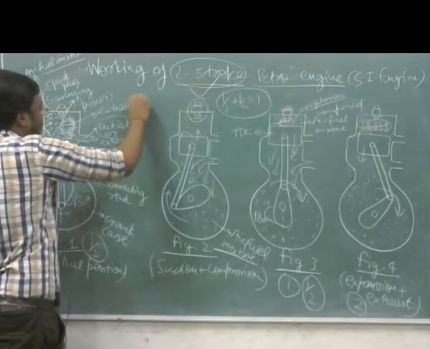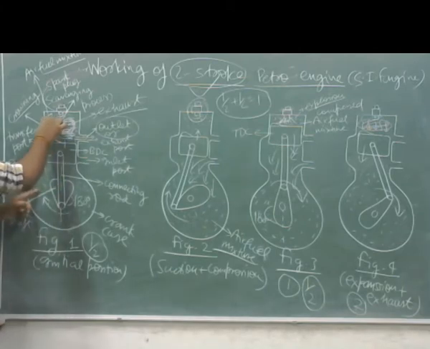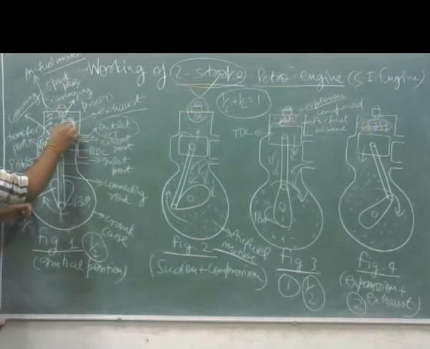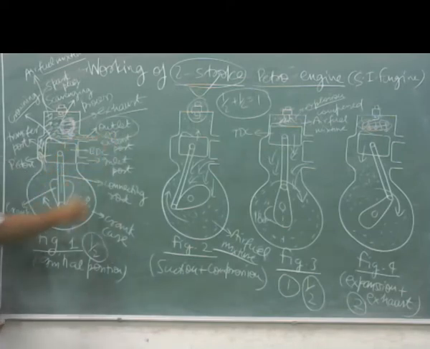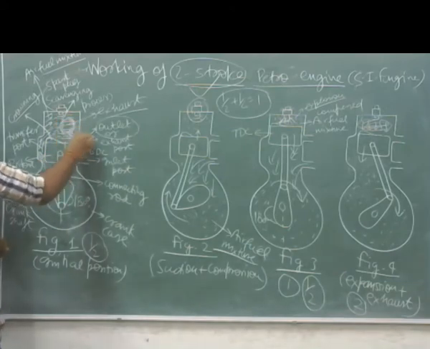Exhaust gases from the previous cycle are present here. When this fresh air-fuel mixture rises from the space below the piston to the space above the piston due to high pressure, it pushes the exhaust gases out through the outlet port. So here we are taking these exhaust gases out with the help of the fresh air-fuel mixture.